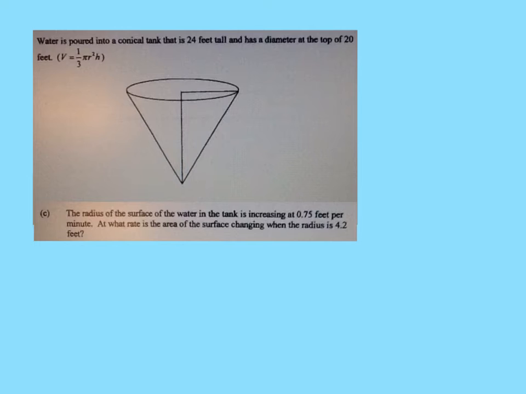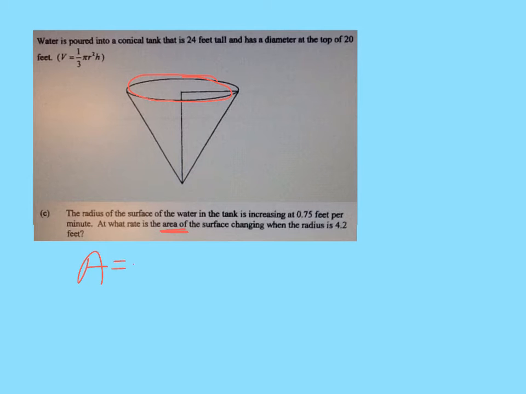And with this, the radius of the surface of the water in the tank is increasing at 0.75 feet per minute. At what rate is the area of the surface changing when the radius is 4.2 feet? So they're actually doing a little switch now, because we're just talking about the surface of the water, which will have a circular shape. So now we're talking about the area of a circle.